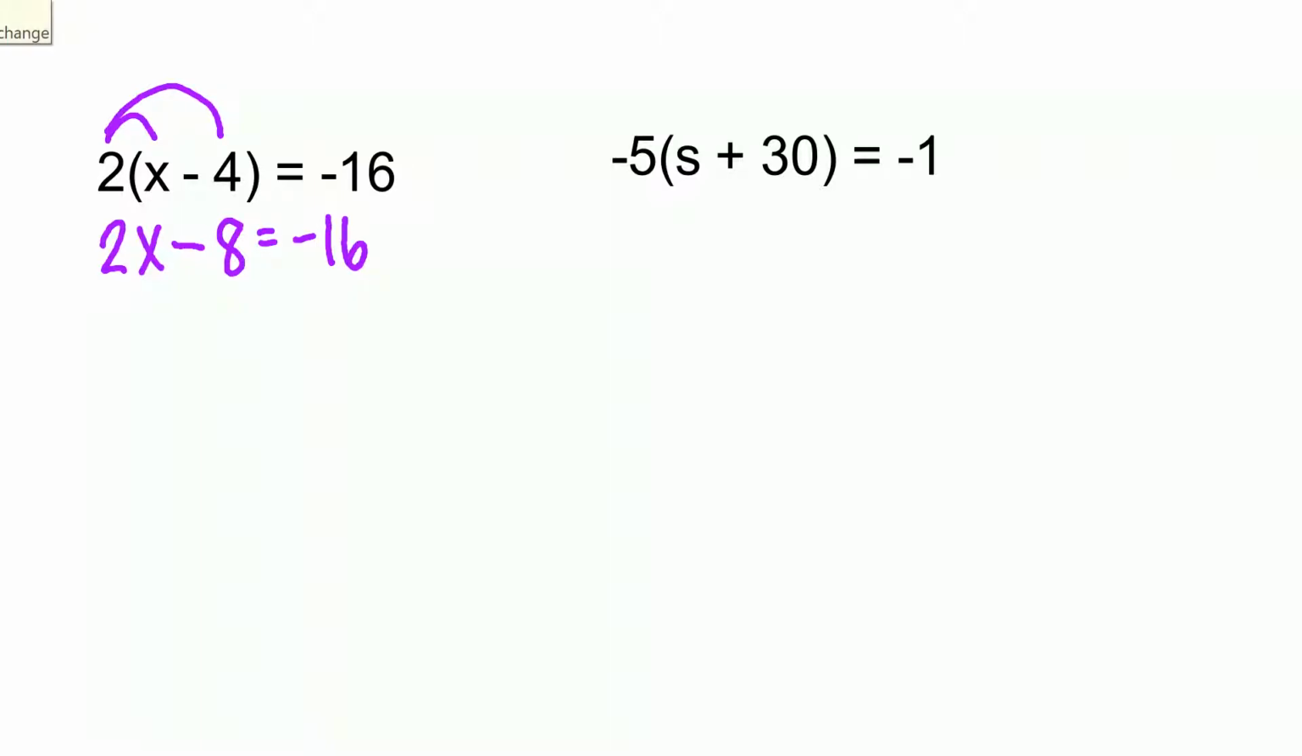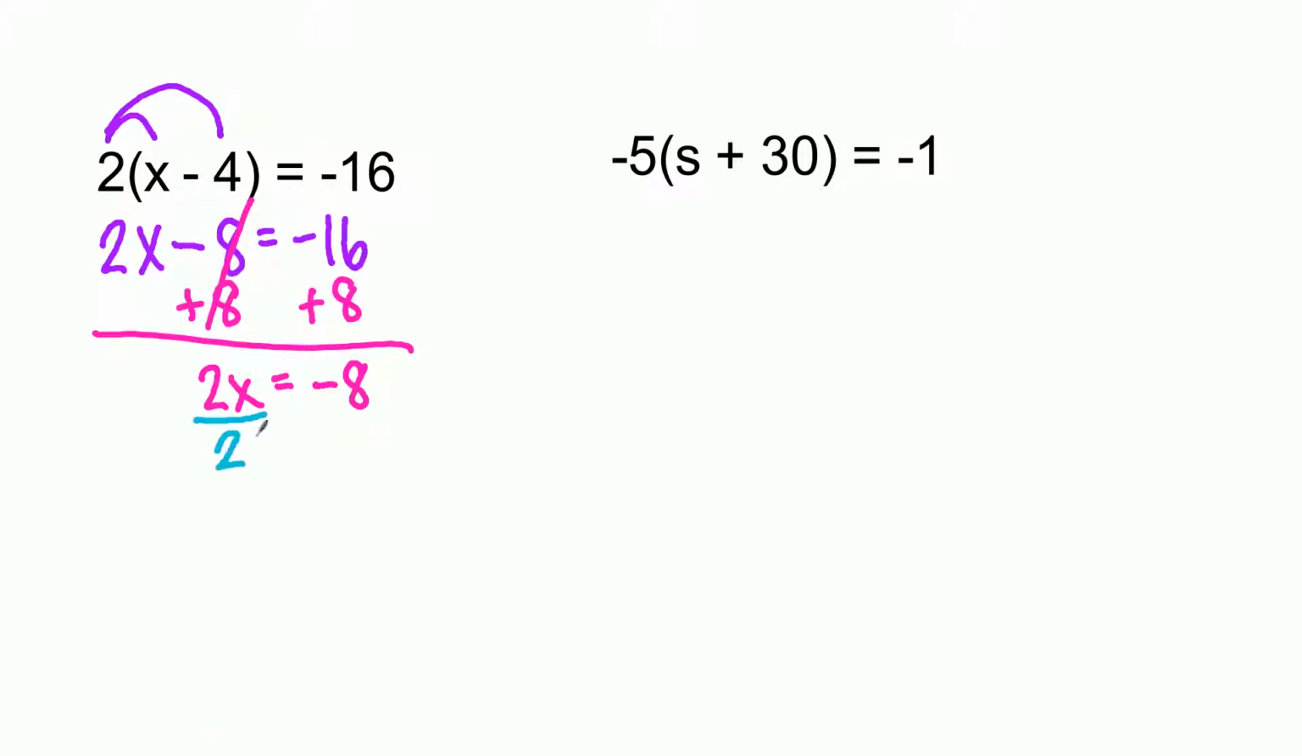So the next thing is we need to get rid of that constant, which is that negative 8. So to get rid of that, I'm going to add 8 to both sides. Because negative 8 plus 8 is 0, we can get rid of it. We bring down that 2x, negative 16 plus 8 is negative 8. And now I have multiplication, so to get rid of multiplication, I must do the inverse and divide. So I'm going to divide by that 2. 2 over 2 is 1, and we get 1x. And final answer is x equals negative 4.